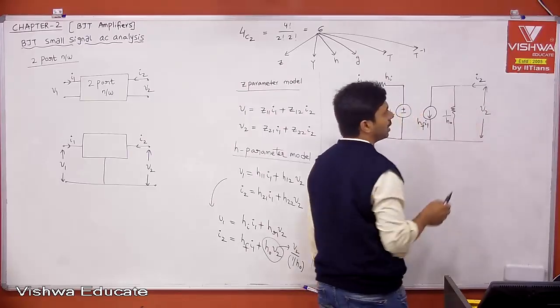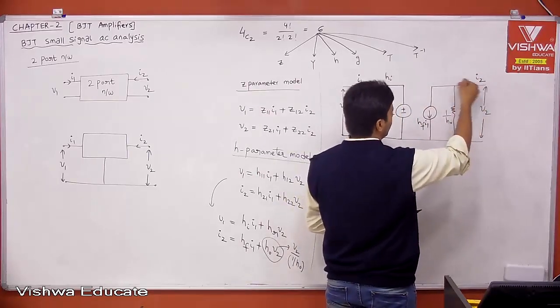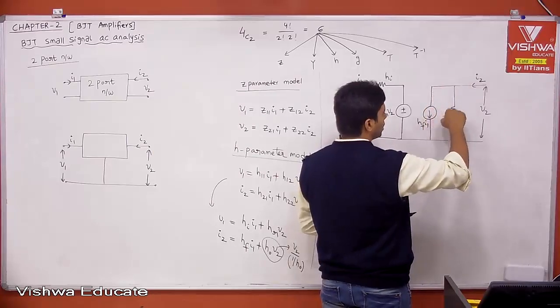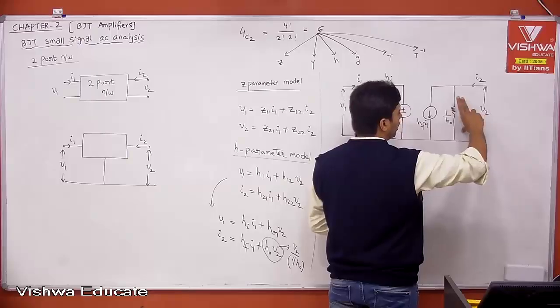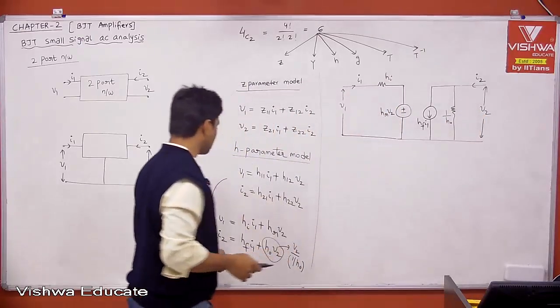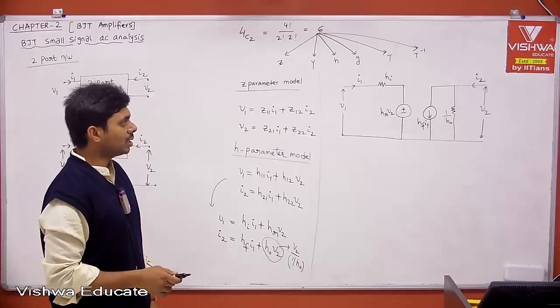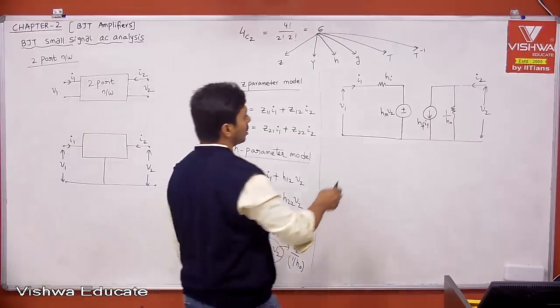Therefore now if you apply KCL, I2 is equal to this current plus this current. This current is nothing but HF into I1 plus the current through 1 by HO, which is the voltage across it, V2, divided by 1 by HO, which is nothing but V2 HO. Therefore the equations, the H parameter model equations are used to replace the black box, and we got the equivalent circuit.